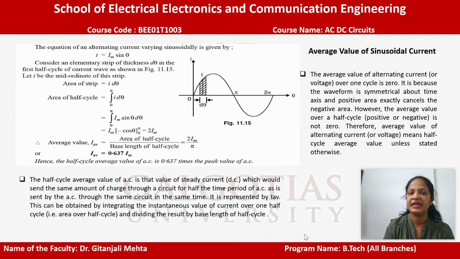So the area of the strip becomes I d theta. The area of the half cycle is equal to the integration from 0 to pi of I d theta. Substituting I with its value of Im sine theta and integrating, we get Im times minus cos theta with the limits of 0 to pi, which comes out to be 2Im. So now calculating the average value, it comes out to be 2Im upon pi, that is equal to 0.637 times of its Im. Hence the half cycle average value of AC is 0.637 times the peak value of AC.